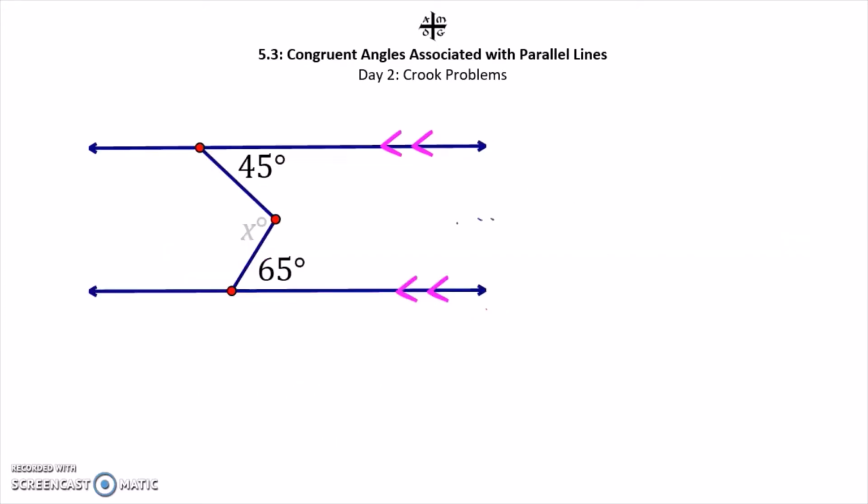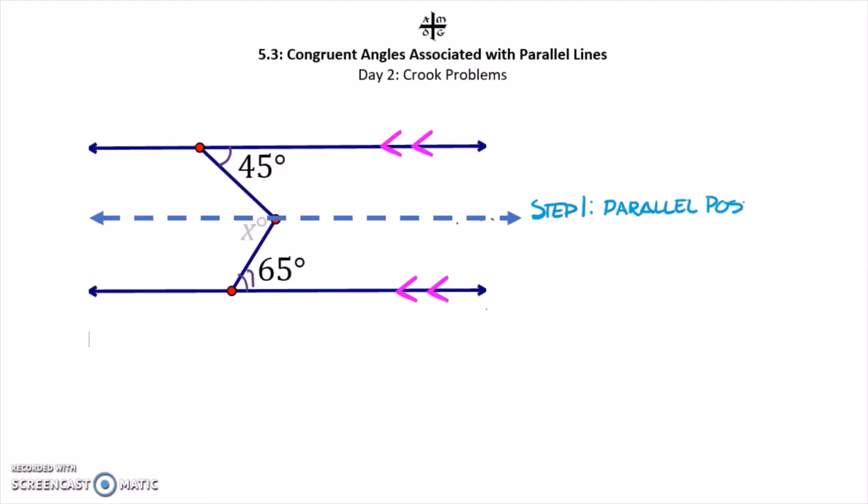In our second example, we see two parallel lines. One angle is marked at 45 degrees and the other at 65. We are asked to find the value of x. Always start with the parallel postulate. That's always step one. Draw a horizontal line through the vertex of the bend.